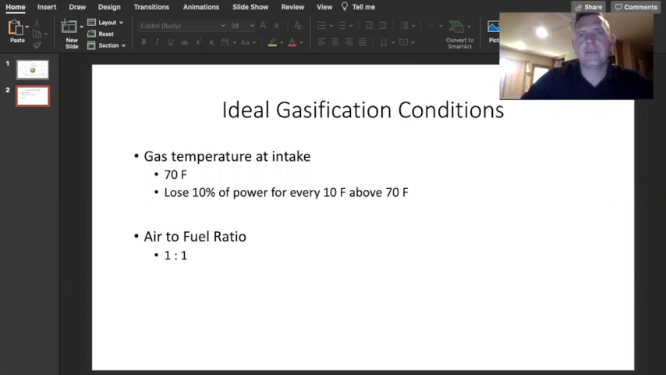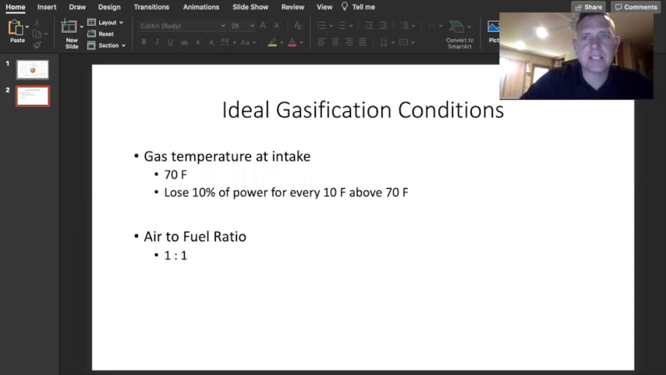Just like any fuel, there are some conditions that need to be maintained to run an internal combustion engine on wood gas. Two of these conditions are gas temperature at the intake and the air to fuel ratio. For maximum power, the gas needs to be kept at a certain temperature. That temperature for wood gas is around 70 degrees Fahrenheit. At that temperature, the gas is dense and very usable for an internal combustion engine.